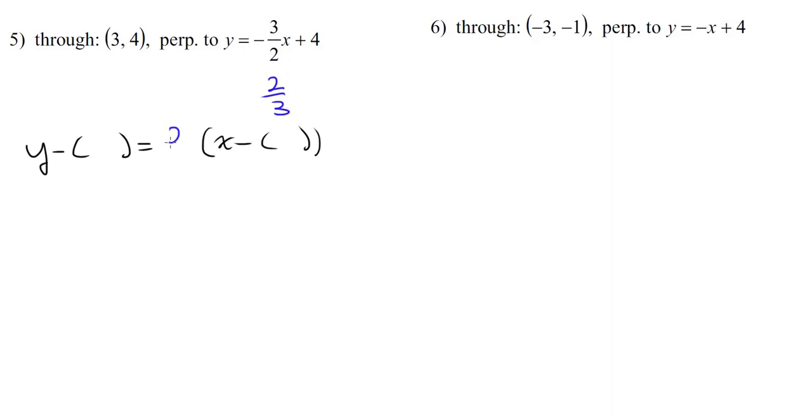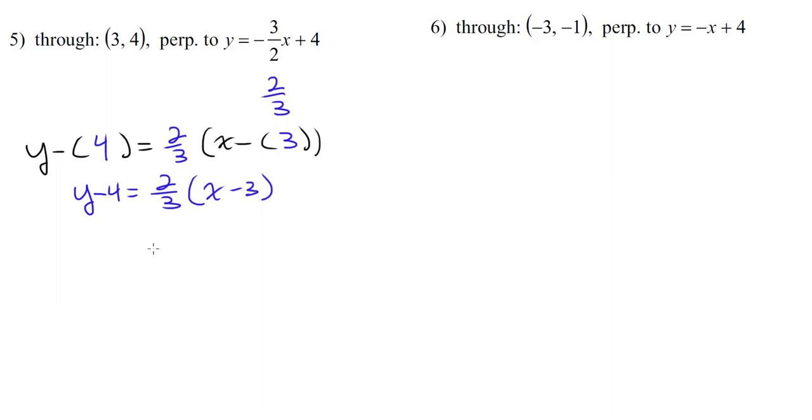So our slope is 2/3. Our x value is 3, that goes here. And our y value is 4, that goes here. Now let's clean this up. We get y minus 4 equals 2/3 times, and this becomes x minus 3.